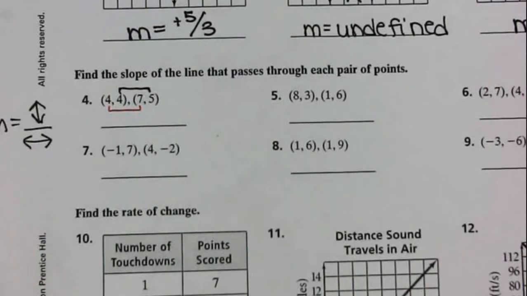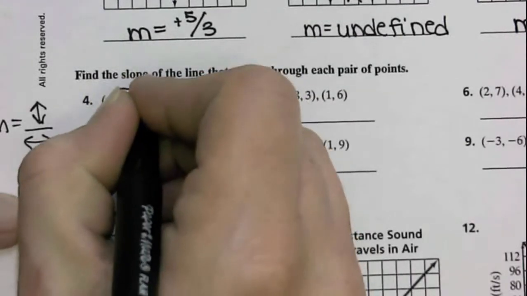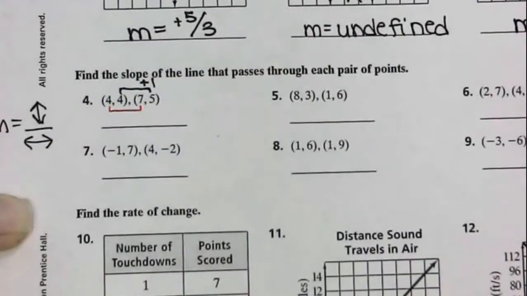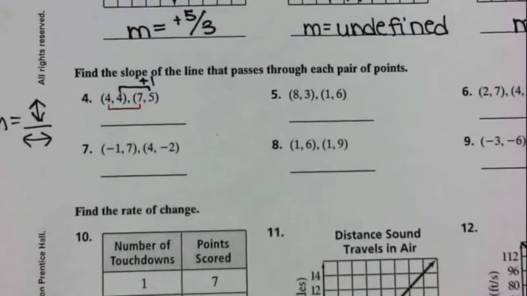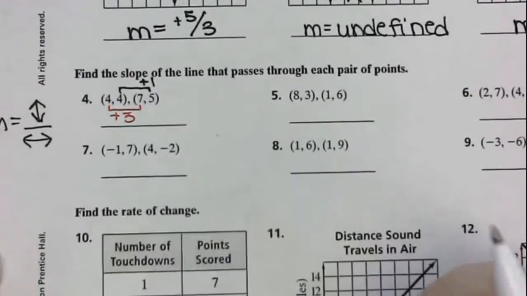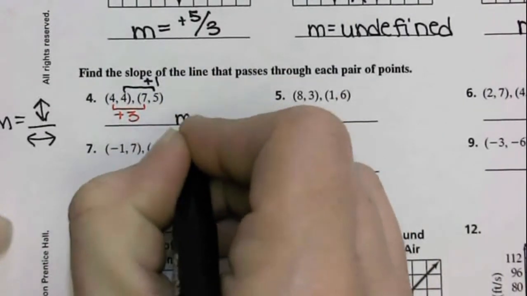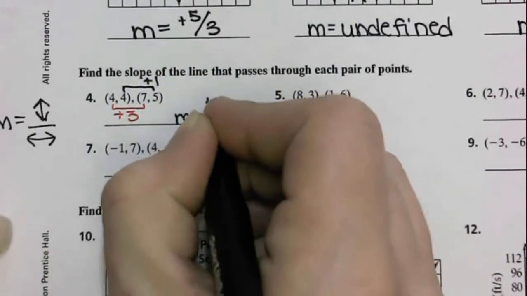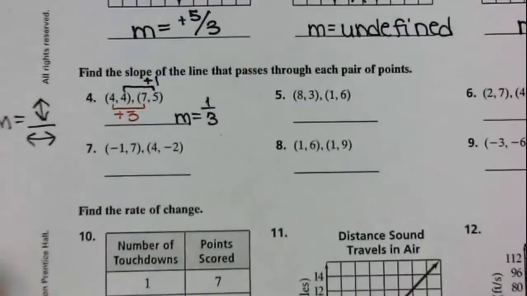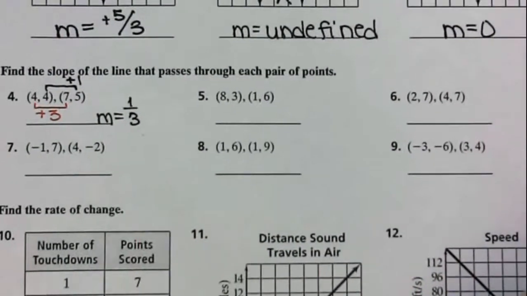So from 4 to 5 on a number line is to the right, so it's positive 1 step, and from 4 to positive 7 on a number line is to the right 3 spaces, and then we just write this as a fraction. So here I have my slope is 1/3. And I don't need to put the positive sign there. All right, let's look at number 5.